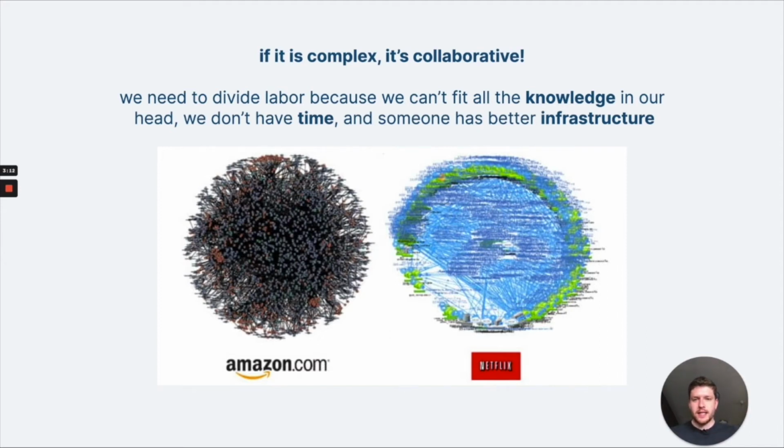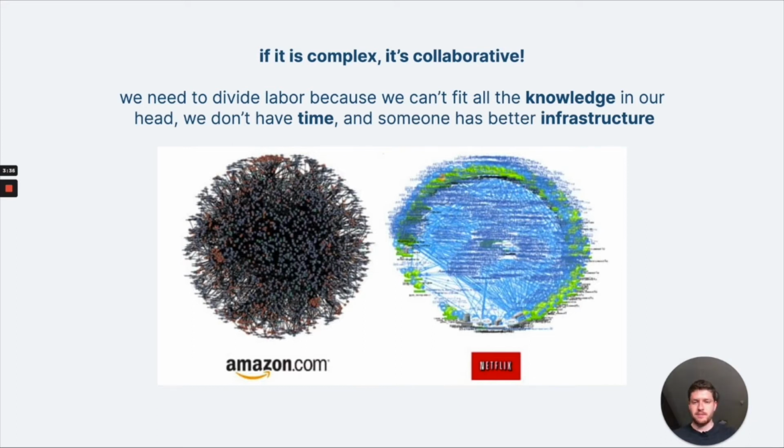Because we need to divide labor for three main reasons. One is you have knowledge that I do not have, that would take me a long time to learn. You have time that is better spent doing your part of the project than my time being spent on that part of the project, related to the fact that you have more knowledge. And someone has better infrastructure to do the task or do the background processing that has to happen to make all of this work.